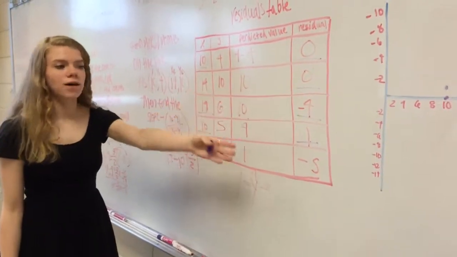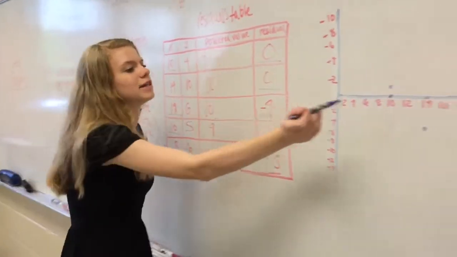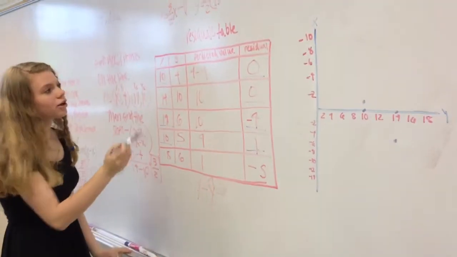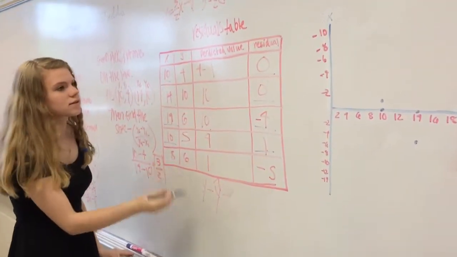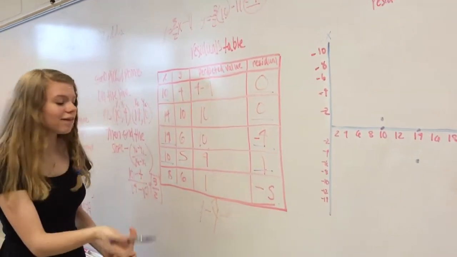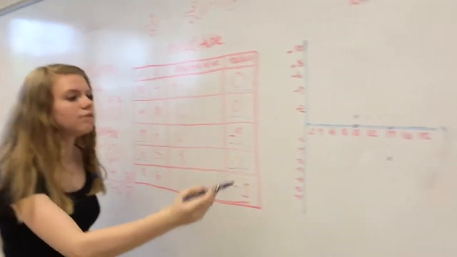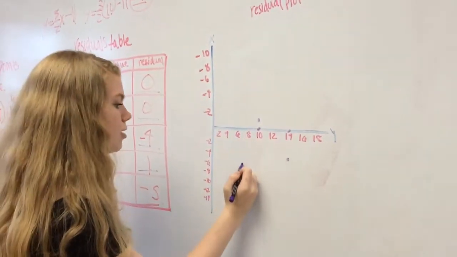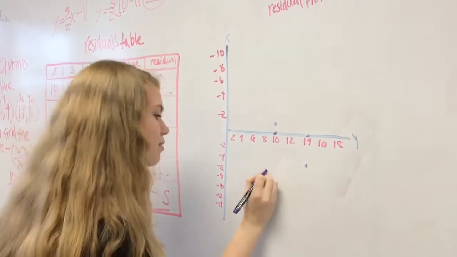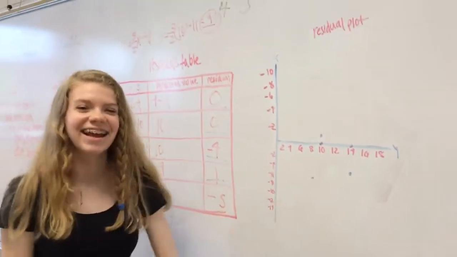Now that we found all of our residuals, we're going to plot it on a residual plot. Now I've done all of them except for one just to show you. So what you're going to do is take your original x and your residual y, and you're just going to plot them. So it's (8, -5). We're going to go to 8, and we're going to go to -5. And that's how you plot it.